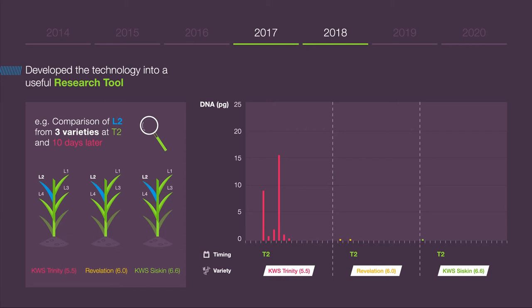We then tested leaf 2 again, 10 days later, on the same varieties to reflect delayed T2 application timing. These results show that the disease levels had escalated on the leaf 2 in all varieties in this short time, but much less so in the more resistant KWS Siskin. This highlights the value of genetics in supporting the chemistry.